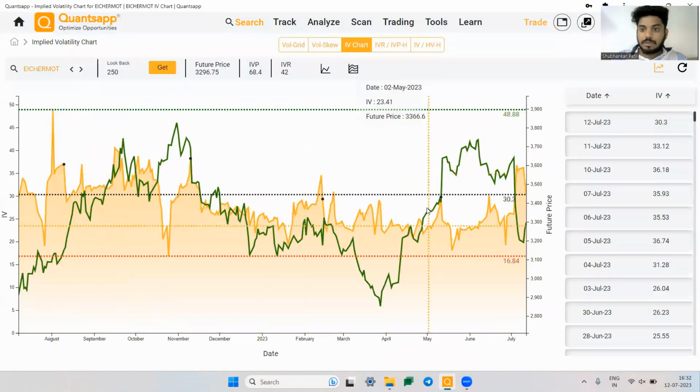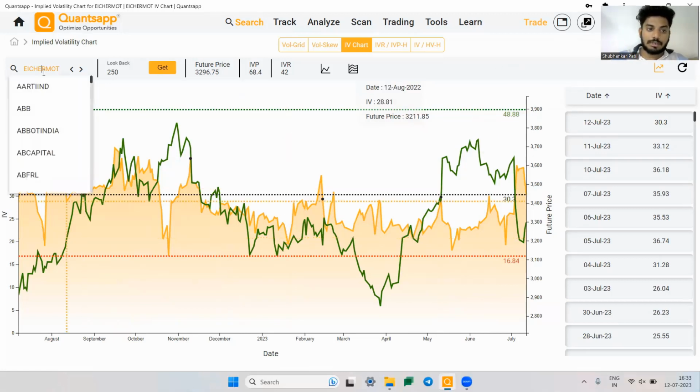So the orange line over here is showing us what the implied volatility was on each day for HR Motors. Now, if you just look at this chart, what can you see? You can see that there is no trend whatsoever in the orange line. What is the orange line? The orange line is implied volatility. So implied volatility is mean reverting in nature. It will not trend.